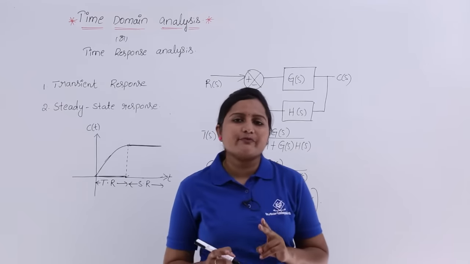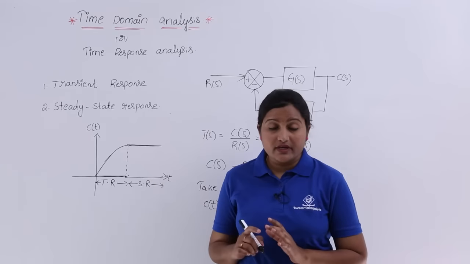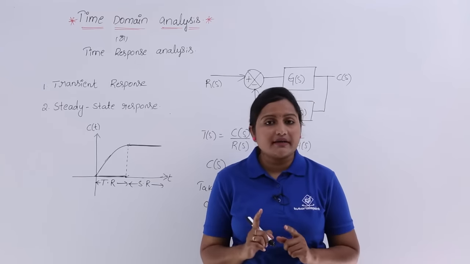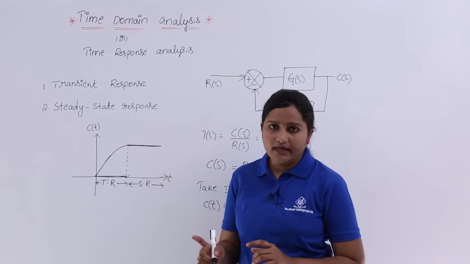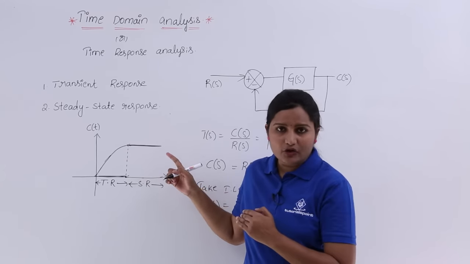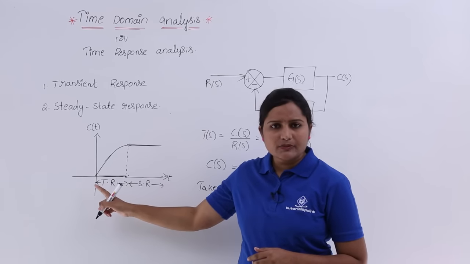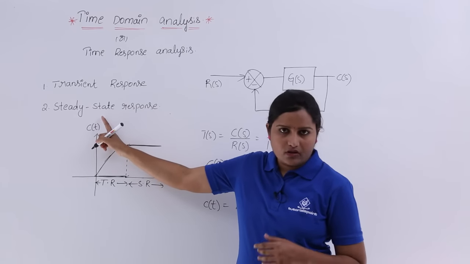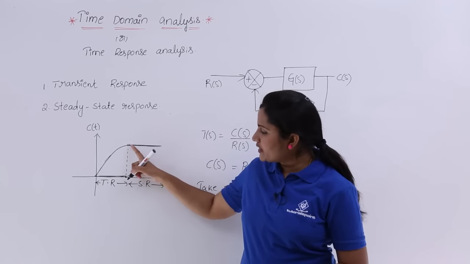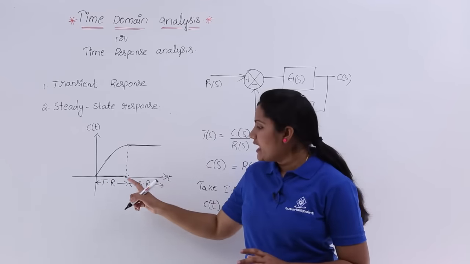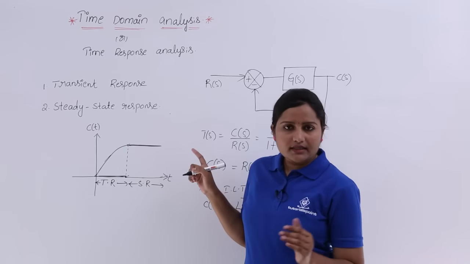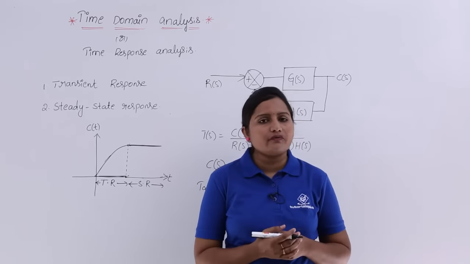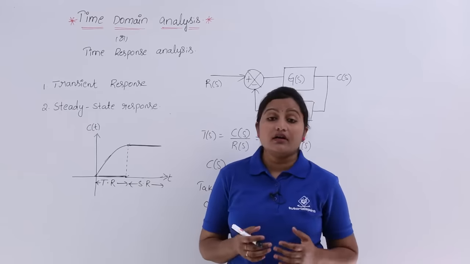We have two types of responses here. One is the transient response, which varies with time, and the other is the steady state response, which won't vary with time. As the name indicates, it will have a steady value. If the time response or output of the system is like this, then the initial part is the transient response, and from there to the steady state value is the steady state response. This is the introduction to time domain analysis.